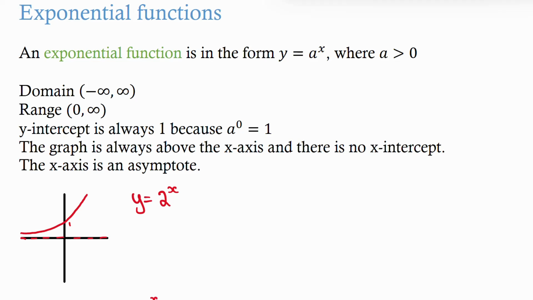Now, the y-intercept is always going to be 1, because if you change the x to 0, which is how you find the y-intercept, a to the power of 0 will always equal 1. Later on, you'll see exceptions to this, but I'll go through them in a bit. So the graph is always above the x-axis, and there's no x-intercept. It doesn't actually ever cross the x-axis. Now, the x-axis in most cases, the general case, is the asymptote.